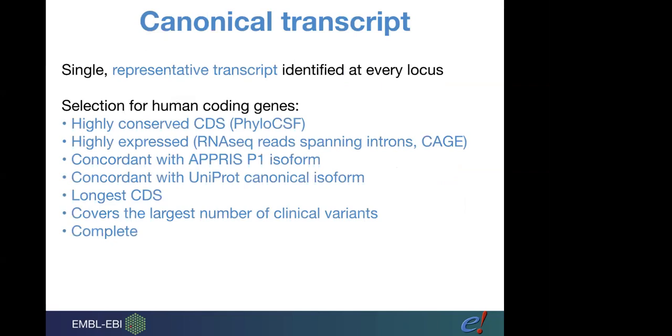Then we have Ensembl canonical transcripts. If we talk about transcript quality, the Ensembl canonical transcript is a single representative transcript that is identified at every locus. So these are basically transcripts which are, on balance, most highly conserved, most highly expressed. They are concordant with other transcript scoring algorithms, and they are also concordant with UniProt canonical isoforms, and they have the longest coding sequence. And they cover the largest number of clinically important variants, and they have to be complete.